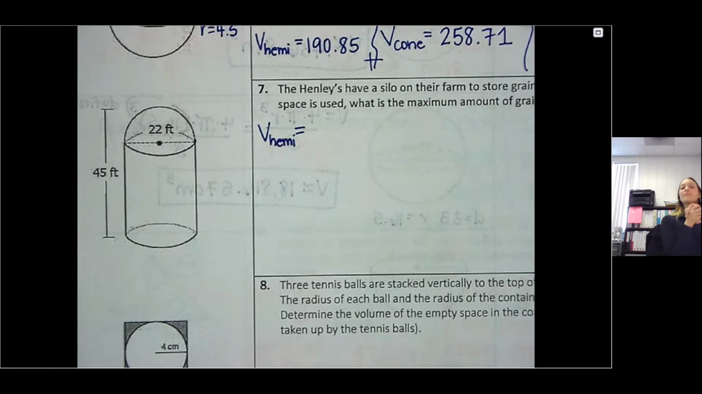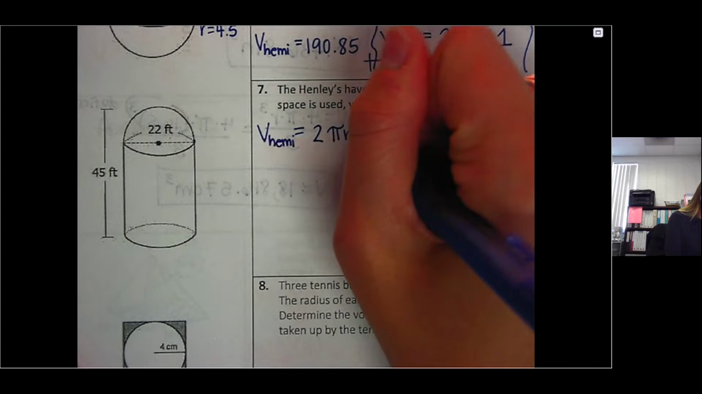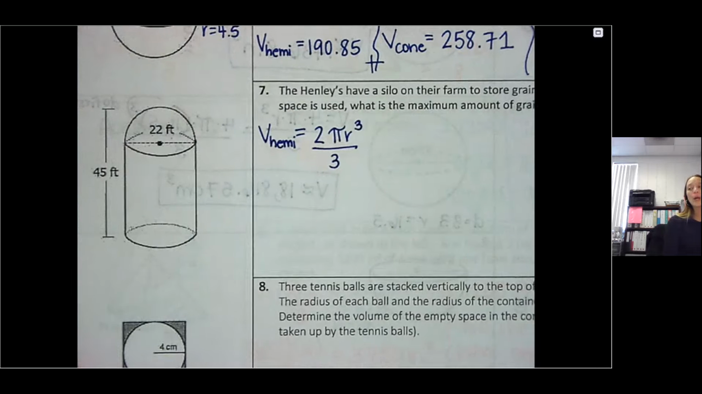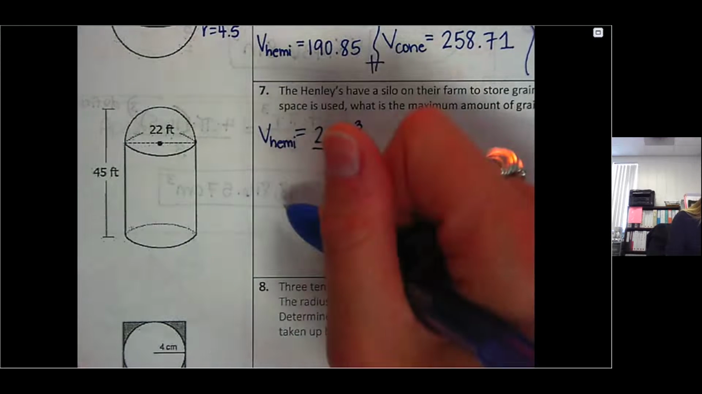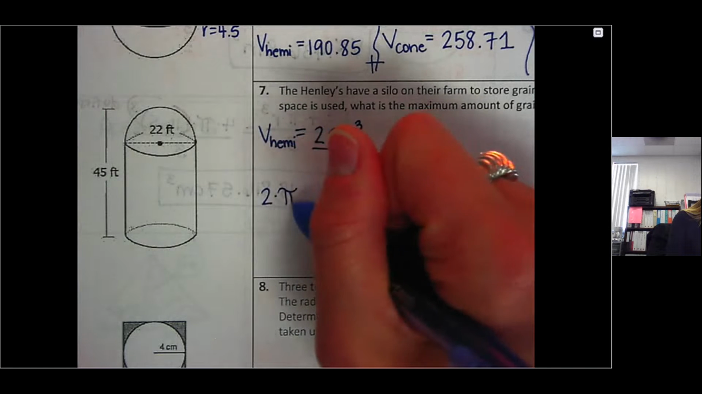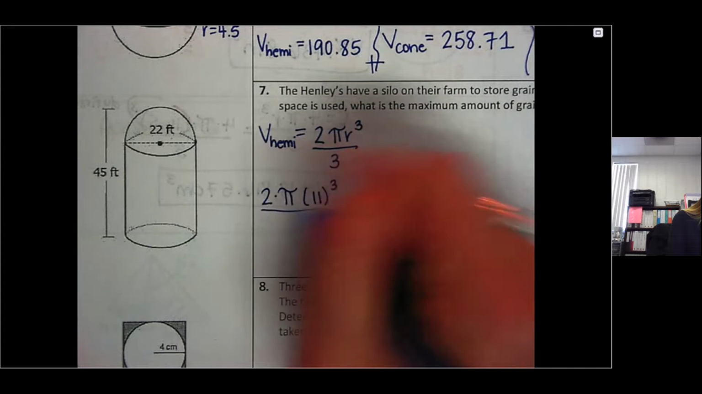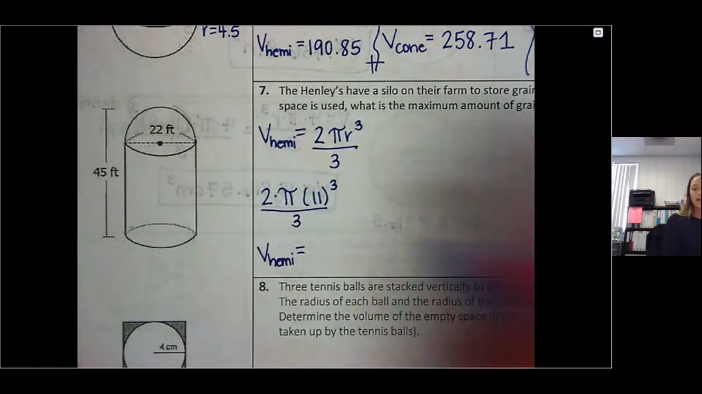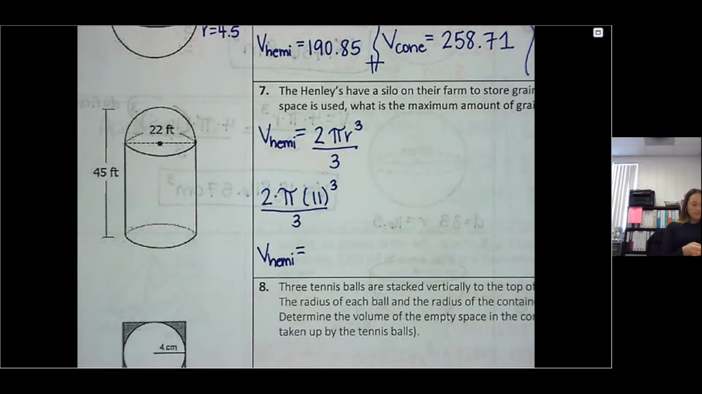Oh well. Okay. Let's do the hemisphere first. What's the equation for a hemisphere? Beautiful. Should be the easiest piece. What do we plug in for our R? 11. Good job. You didn't fall for the trick that time. Okay, so you put it in your calculator. Easy peasy. And tell me what you got.